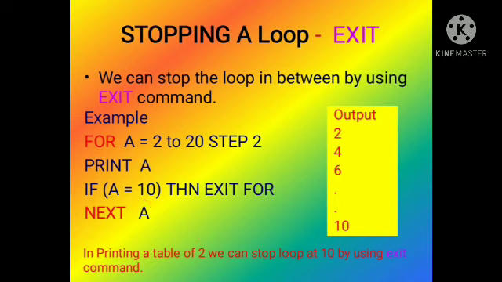Here we are going to type the table of 2 but one condition is given. If the value of a becomes 10, then exit for. It means that when the value 10 of table 2 gets printed, then the computer will stop the printing of the table of 2. It means that we can stop any loop in between the output.